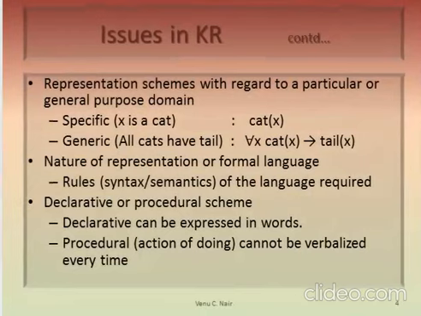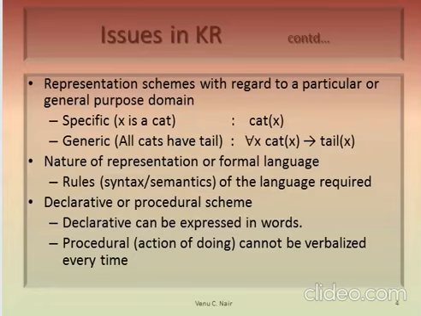Another one is we can make the representation scheme as specific or generic. For example, we can say X is a cat. X is an object which is a cat. It is a specific representation and can be represented in predicate logic as cat X, where X is the argument or attribute.